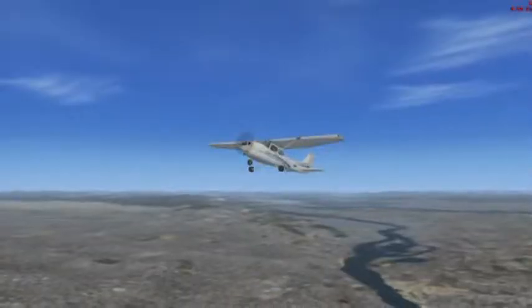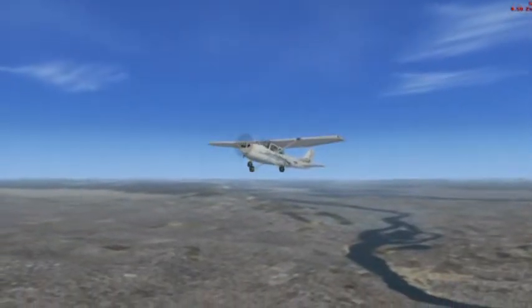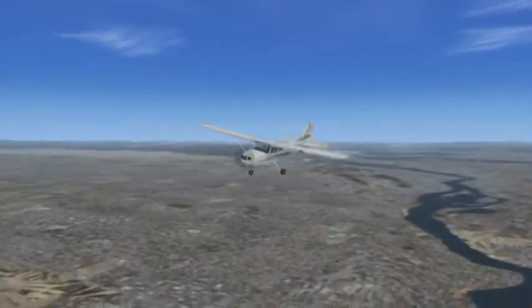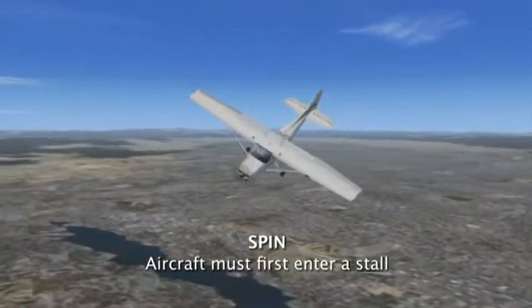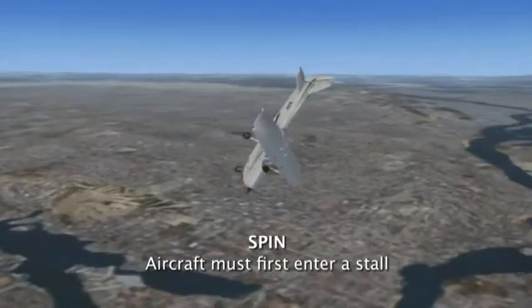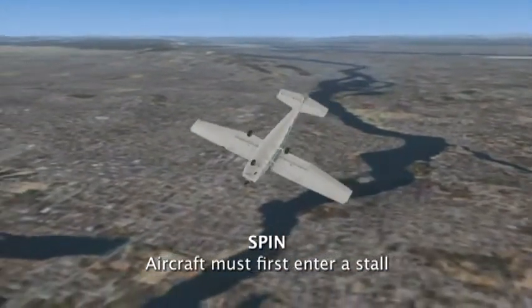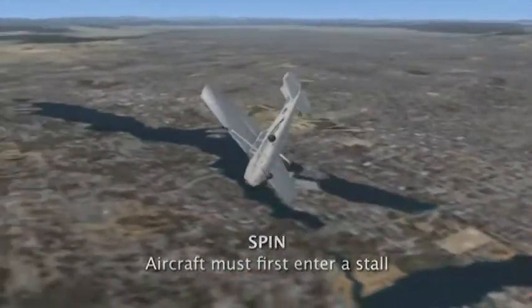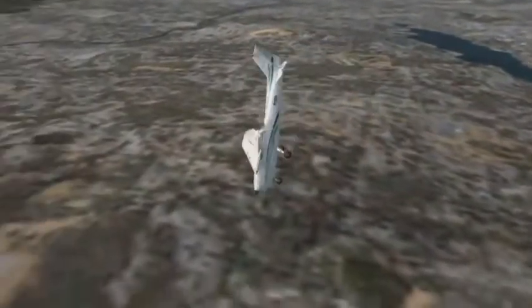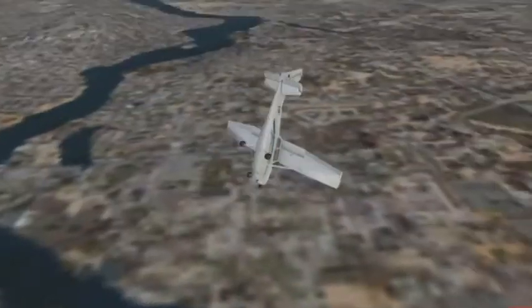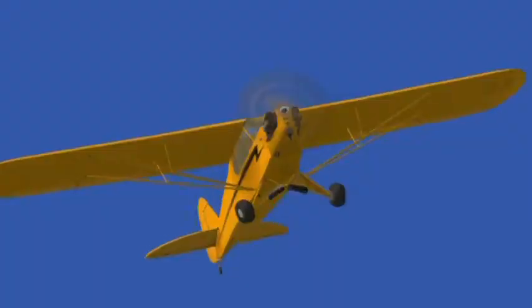All right, let's talk about spins. A spin occurs when both wings stall, and in some cases, one wing stalling before the other. An aircraft will spin only after it is stalled and will continue to spin as long as the outside wing continues to provide more lift than the inside wing and the aircraft remains stalled.